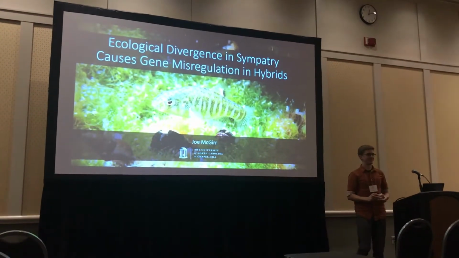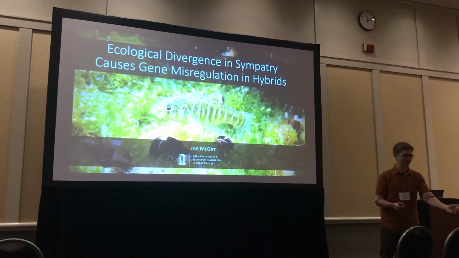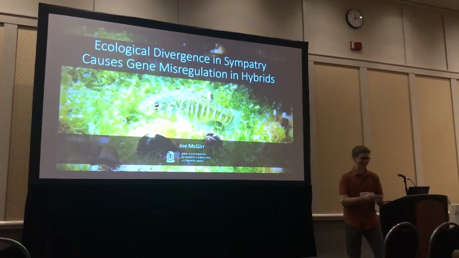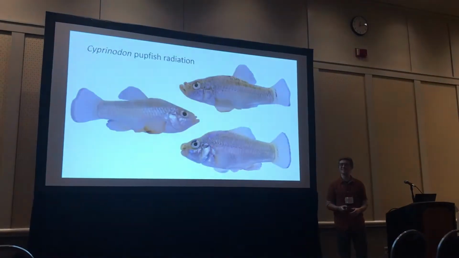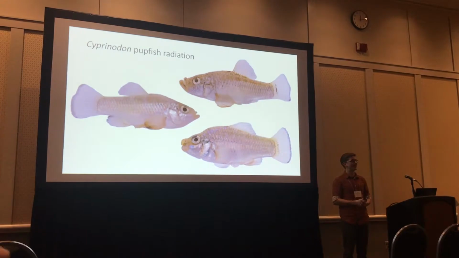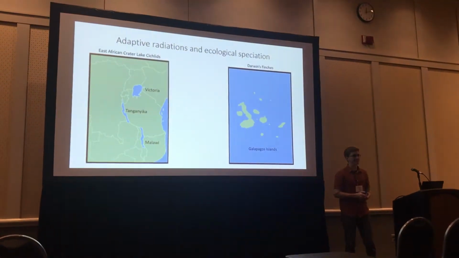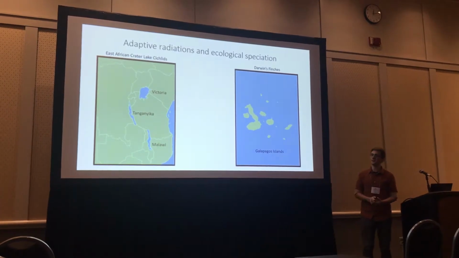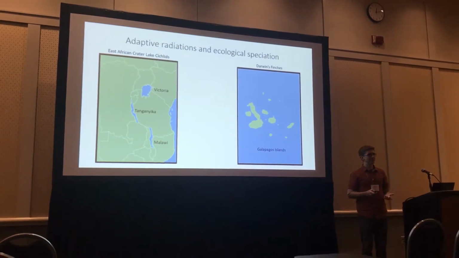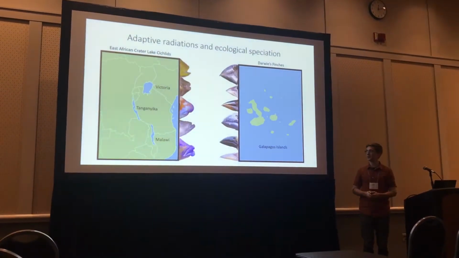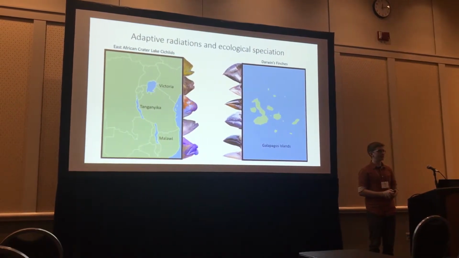is Joe McGirr, and I'd like to start off by passing around my study system so you can see it up close. And what you'll see are 3 species that comprise an adaptive radiation of Cyprinodon pupfishes. And similar to other adaptive radiations like East African cichlids and Darwin's finches, we see that these species have unique craniofacial morphologies that are adapted to different ecological niches.